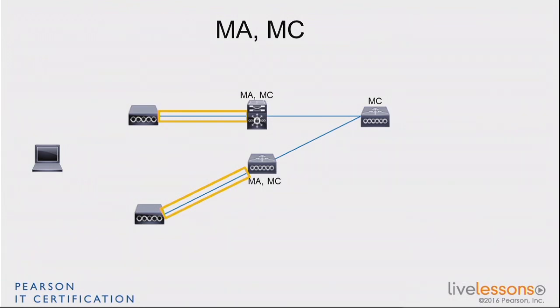But what is key for you as a CCNA is to understand the role: the MA as the connection point to the client or the access points, and the MC as the point where the client context is known so that seamless roaming can happen.